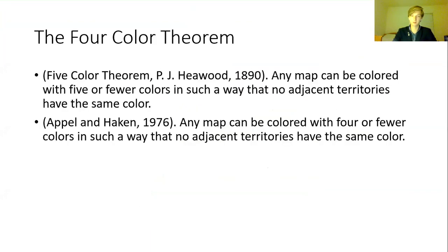Okay, now let's talk about the four-color theorem. First, something like that was invented, called the five-color theorem. It was invented in 1890. The assumption was that any map can be colored with 5 or fewer colors in such a way that no adjacent territories have the same color. That one was proved.